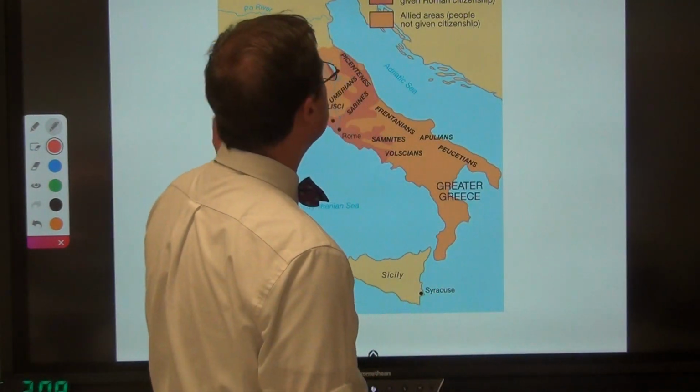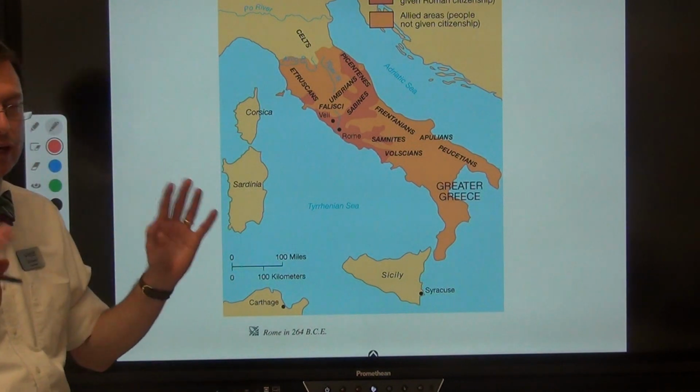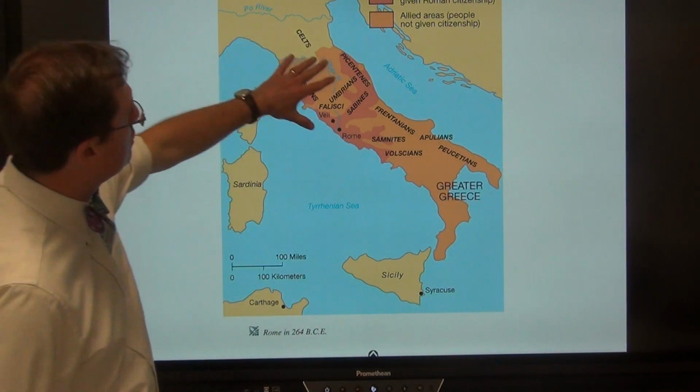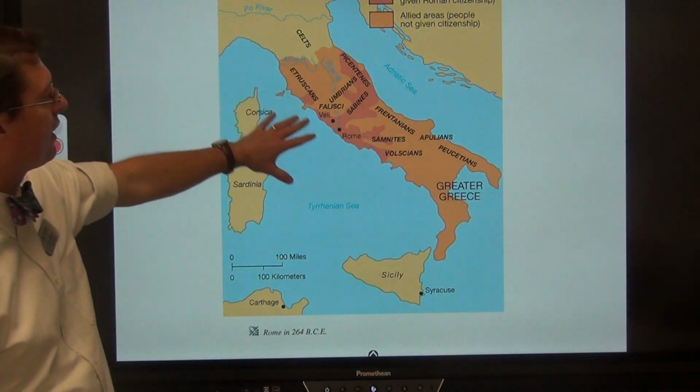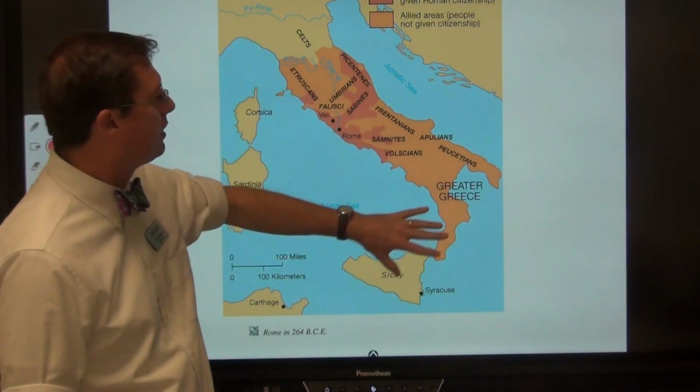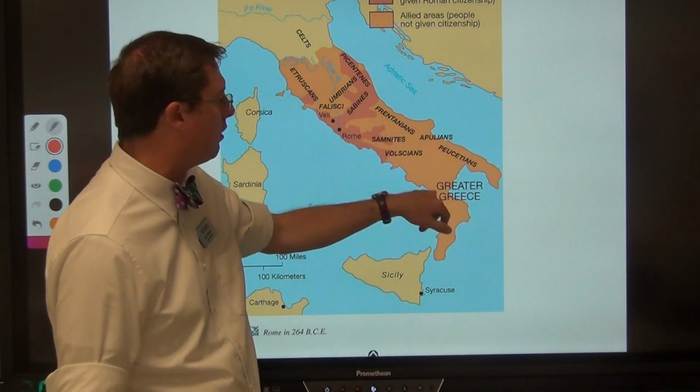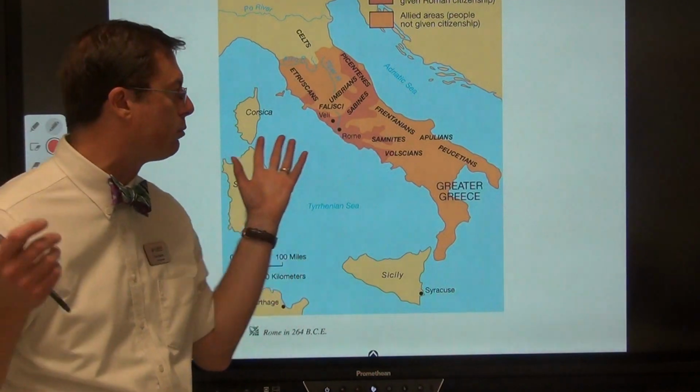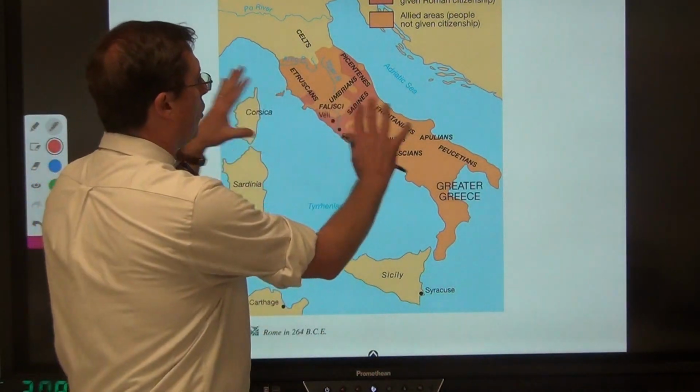And so by the time you get to 265, you have the entirety of the peninsula due to the fact that they have now defeated the Samnites, then they defeated Pyrrhus and now control all of Magna Graecia, big Greece as it were, and in that way they are all in control.